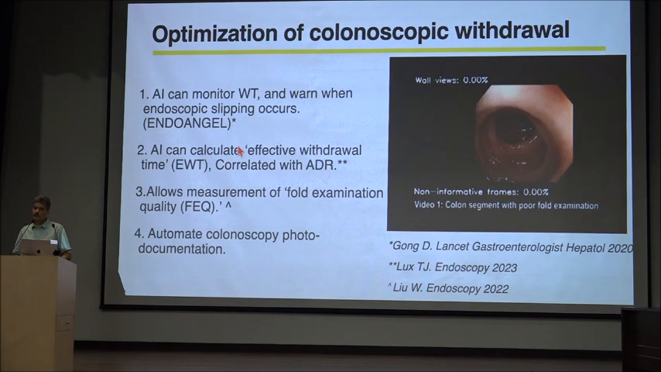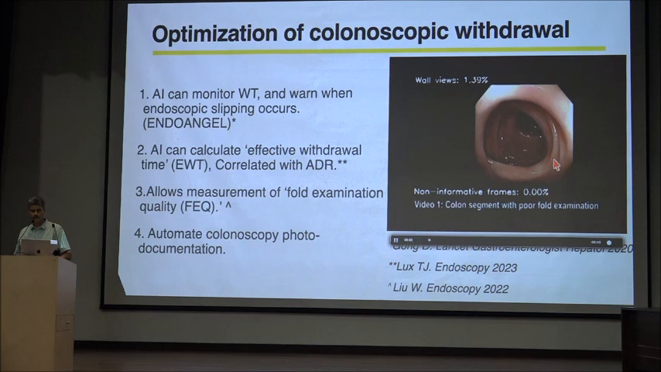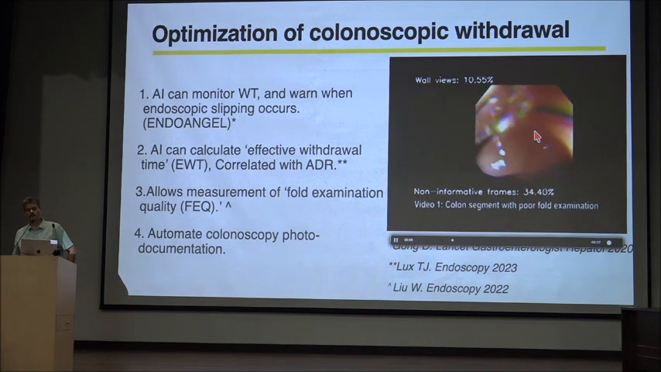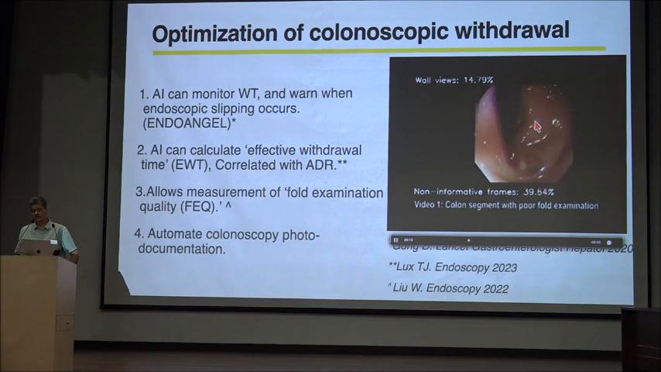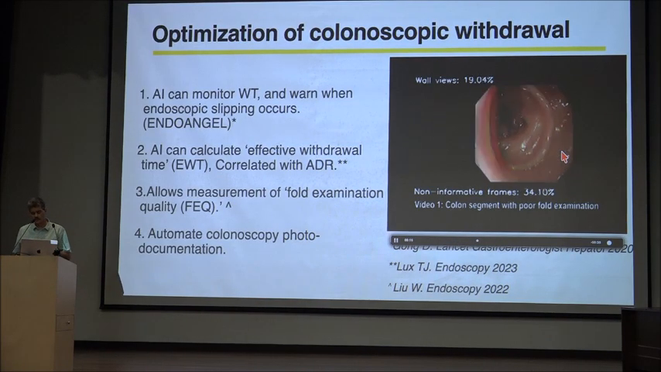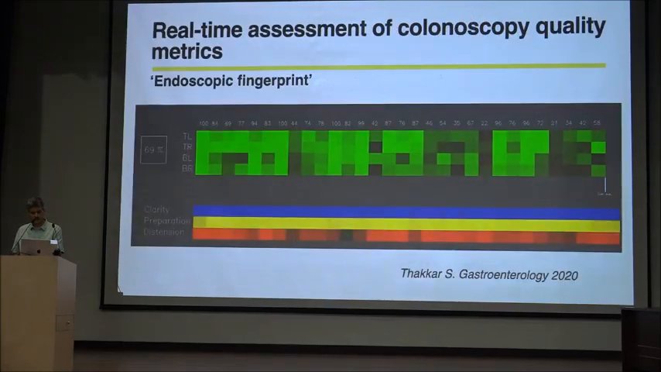There is also something called effective withdrawal time. You may be withdrawing very slowly, but you may be slipping and not looking, and you often have a red-out when you are withdrawing. So effective withdrawal time is when you actually see what you are seeing as you withdraw, and also fold examination quality. If you look here, this is a poor fold examination. You are getting red here, so you are withdrawing but not actually seeing anything. When you withdraw, you should center the colonoscope in the lumen and then withdraw. So this helps. I'll rush through since my time is coming.